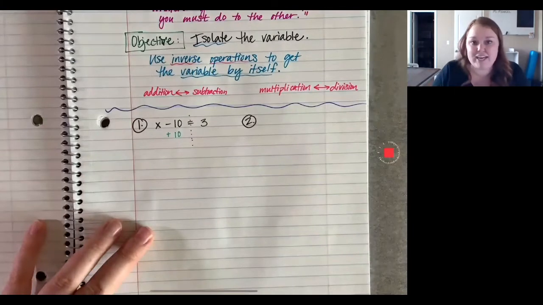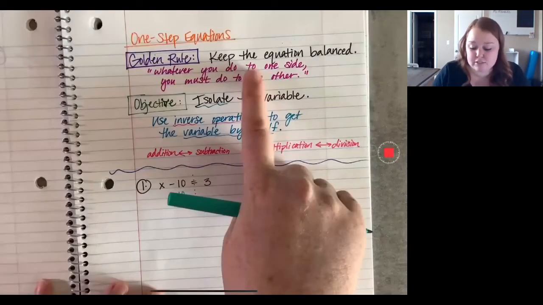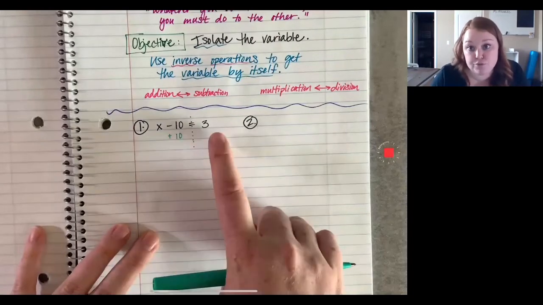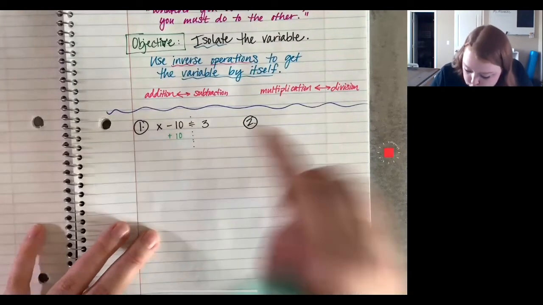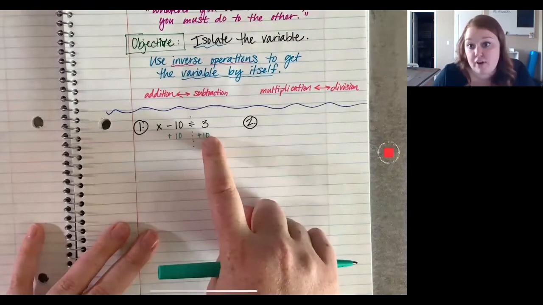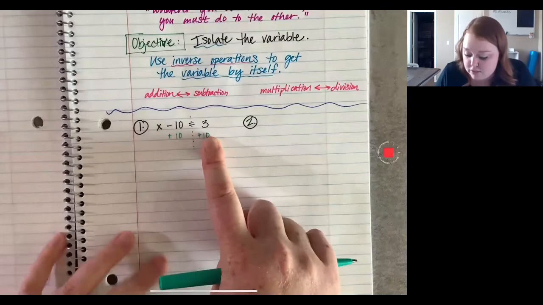But I gotta keep the equation balanced. So whatever I do to one side, I have to do to the other. So if I add 10 on the left, I have to add 10 on the right. It's just the rules. You gotta keep it balanced.